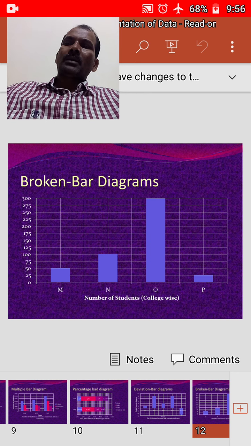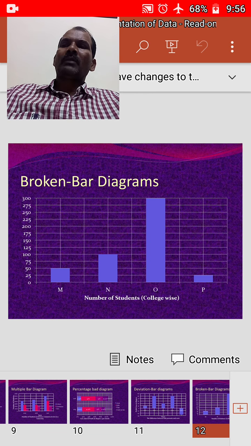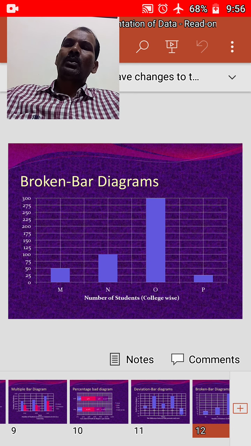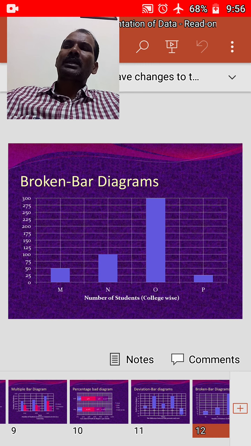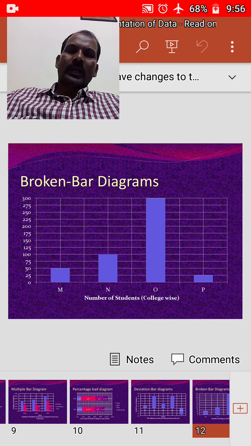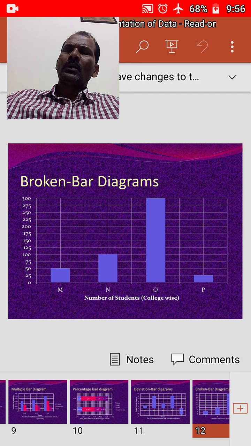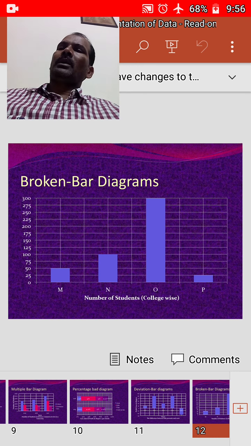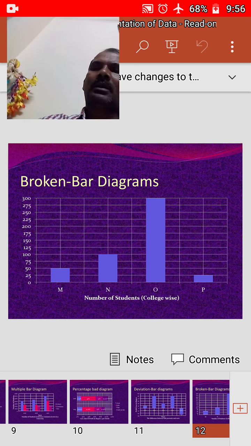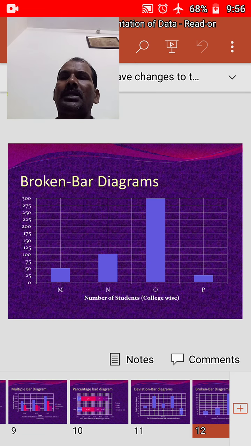Next, broken bar diagrams. Sometimes there may be wide variations in the given values, as some of the values may be very small and others may be very large. In such cases, to adjust the space and show all the components in an intelligible manner, the largest bar is broken. Okay, with the following data, we will represent the same.